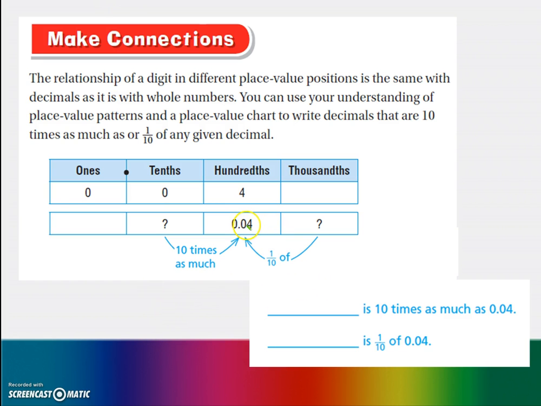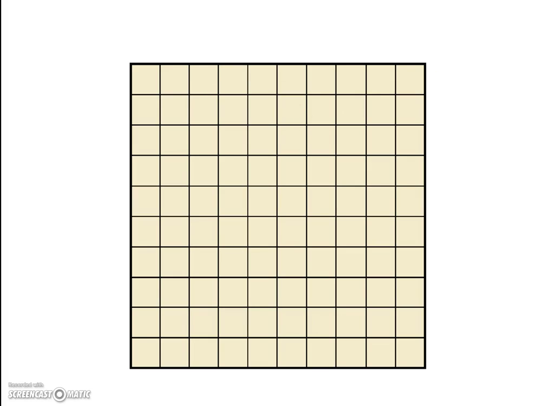So what we want to talk about today is how to multiply something by 10 or find 1/10 of something, and you see what that does on your place value chart. So if I start with 4 hundredths and I want to find 10 times 4 hundredths, let's see what 4 hundredths looks like on this grid. It looks like 4 of these squares. If I wanted to multiply that by 10, it would get bigger. I would just fill in 10 of them, like this.